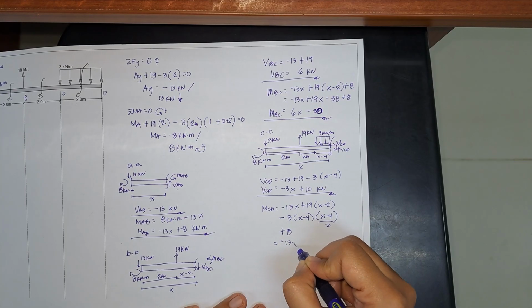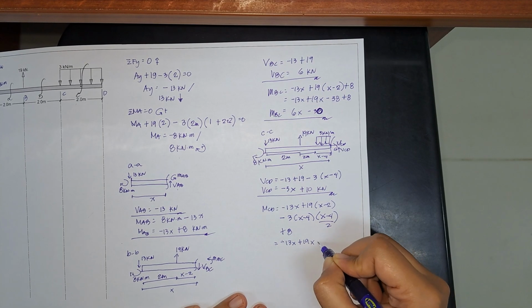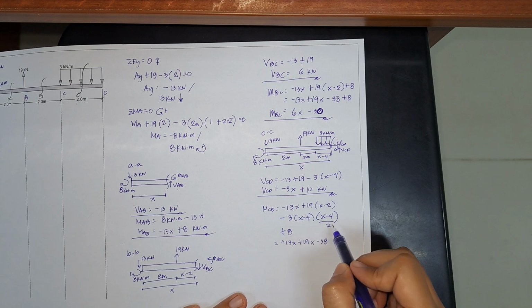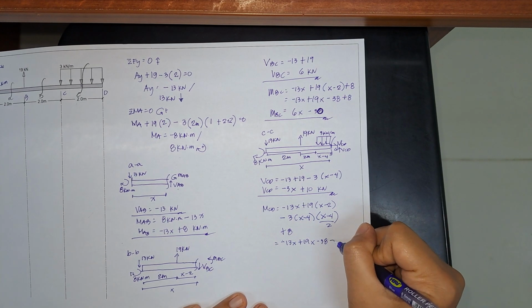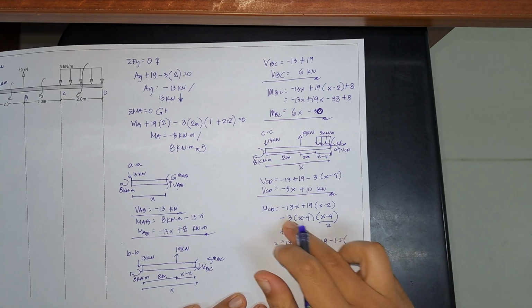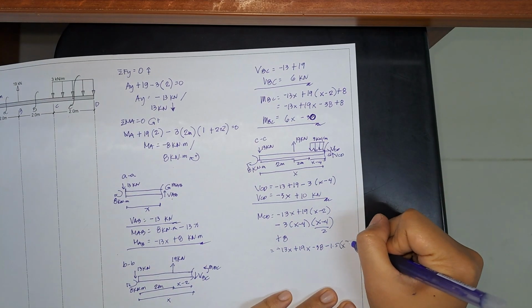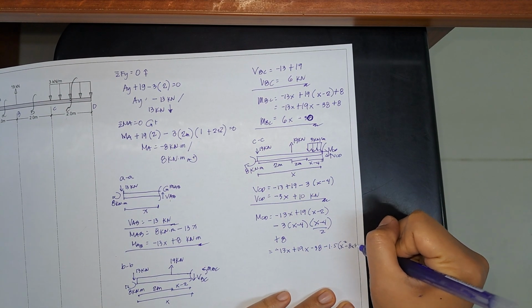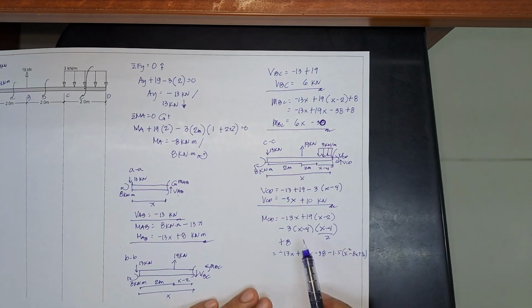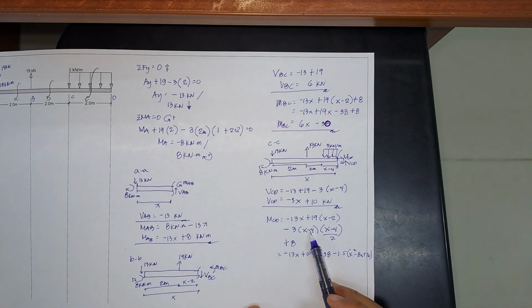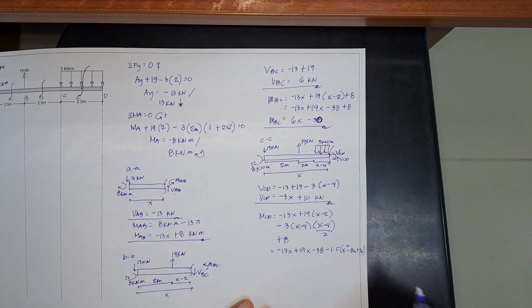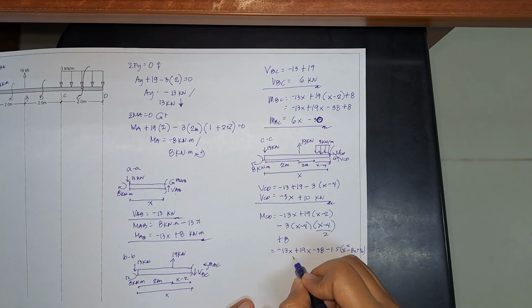Sige, negative 13x plus 19x minus 38. This one, negative 1.5. Tapos, negative 1.5. Tapos, meron tayong x squared minus 8x plus 16. Okay? Yung, diniretso ko na po siyang i-expand, itong x minus 4 squared. So, naging x squared minus 8x plus 16. Tapos, meron pa tayong plus 8.